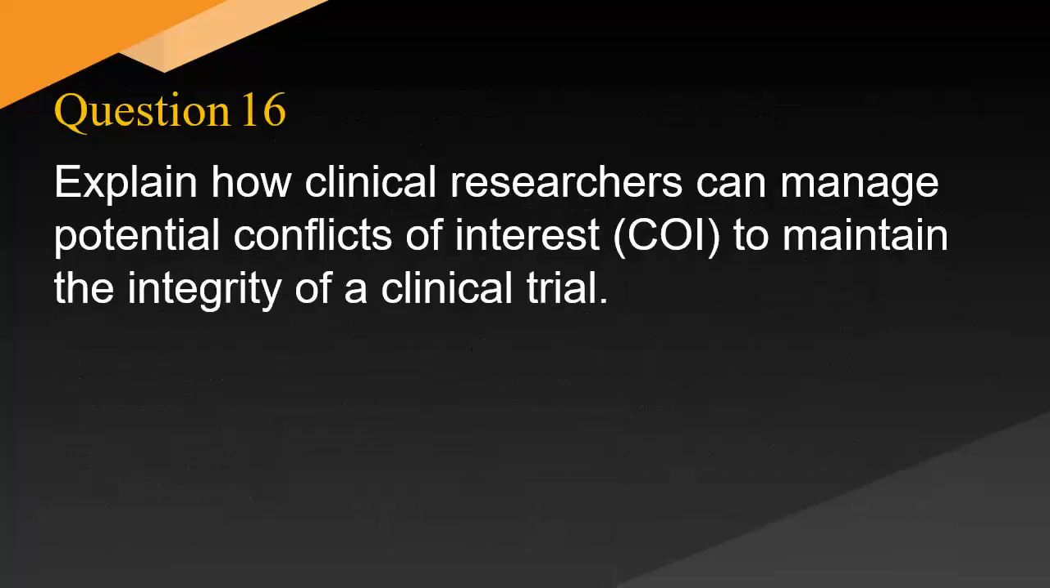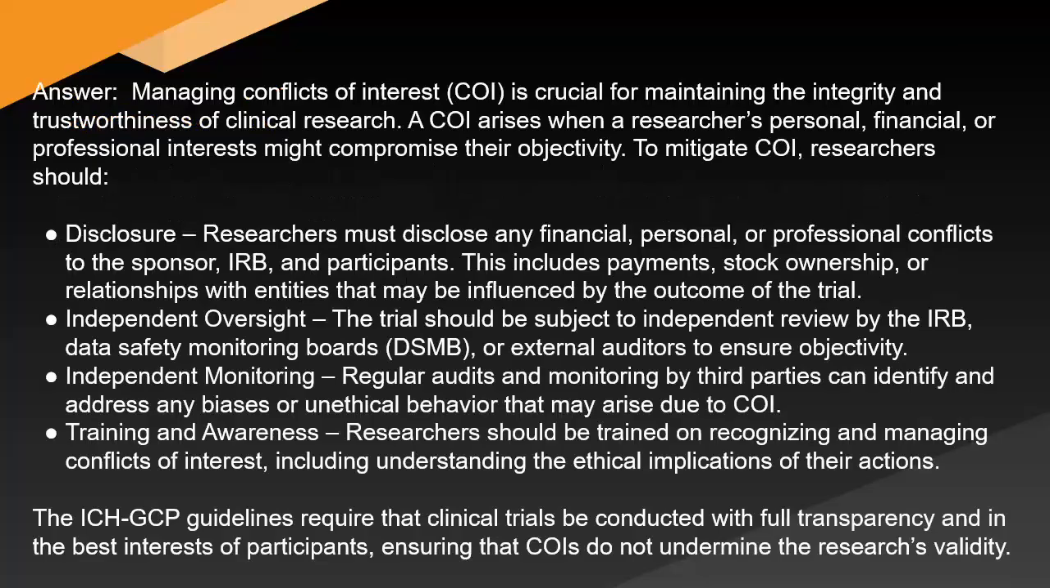compliance throughout the trial. Explain how clinical researchers can manage potential conflicts of interest (COI) to maintain the integrity of a clinical trial. Answer: managing conflicts of interest is crucial for maintaining the integrity and trustworthiness of clinical research. A COI arises when a researcher's personal, financial, or professional interests might compromise their objectivity. To mitigate COI, researchers should practice disclosure. Researchers must disclose any financial, personal, or professional conflicts to the sponsor, IRB, and participants. This includes payments, stock ownership, or relationships with entities that may be influenced by the outcome of the trial.